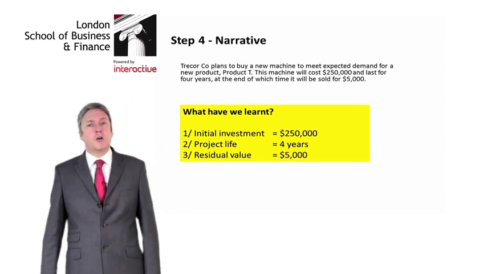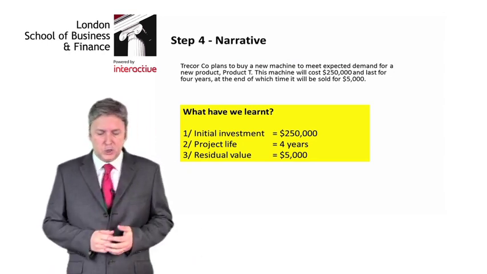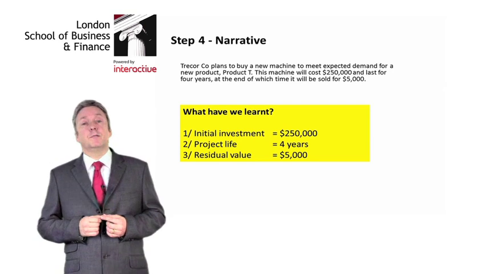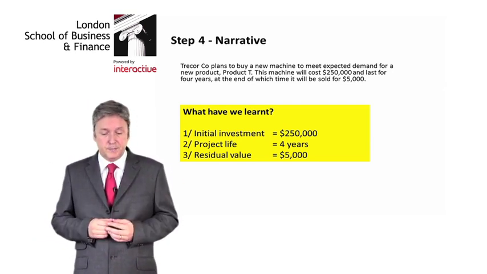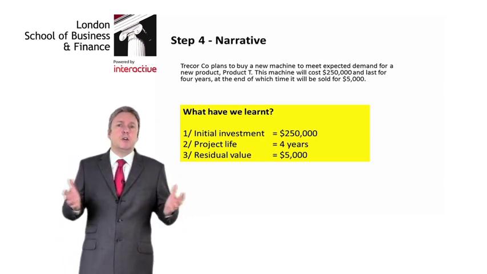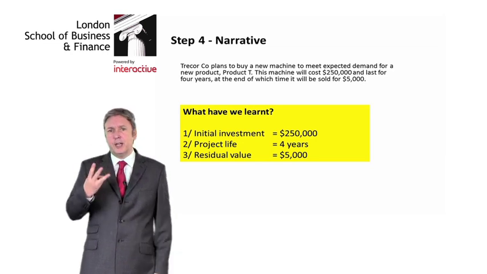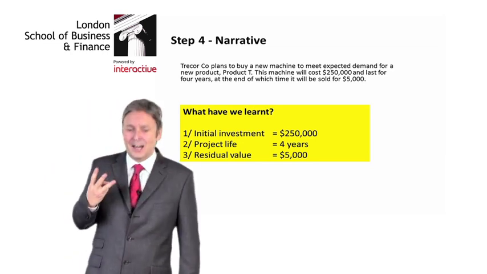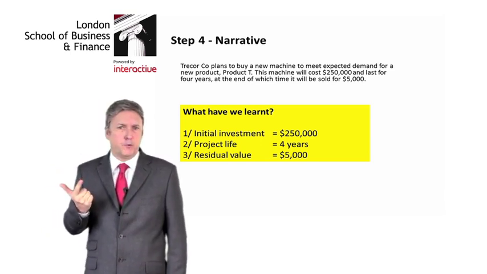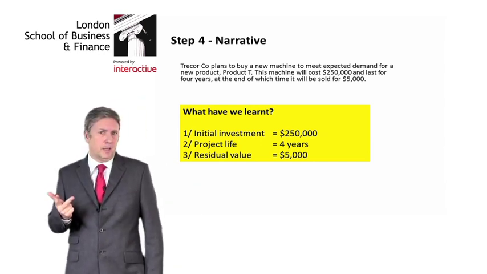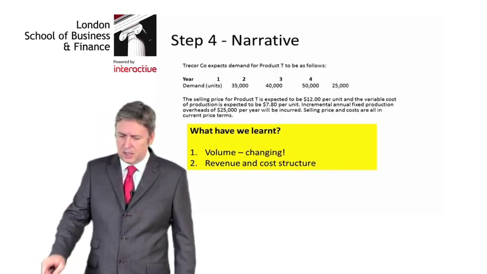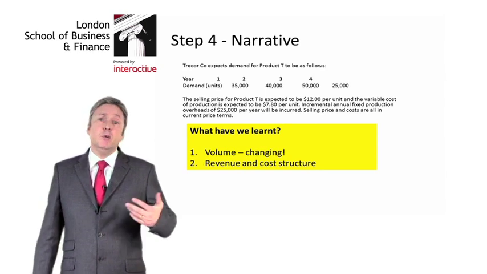So, we take the first paragraph. Tricor Co. plans to buy a new machine to meet expected demand for a new product, Product T. This machine will cost $250,000 and last for 4 years, at the end of which time it will be sold for $5,000. If you know your investment appraisal, you can see that there are 3 clear facts that we need in any analysis. Firstly, the initial investment, $250,000. Secondly, the project life of 4 years. And thirdly, the residual value of $5,000. Very simple. Make sure you highlight them. Make sure you pick these things up. Not difficult.